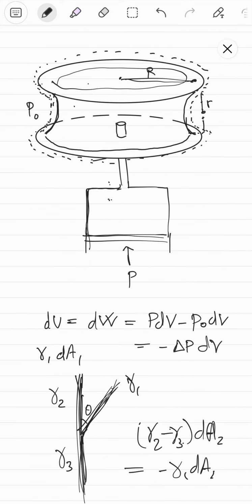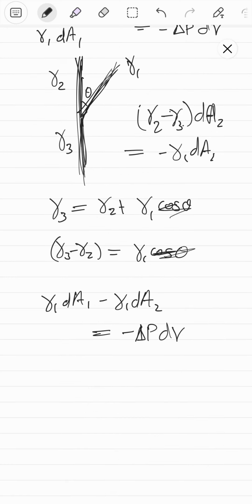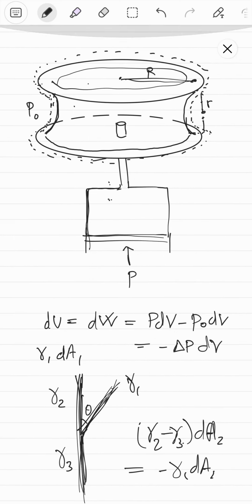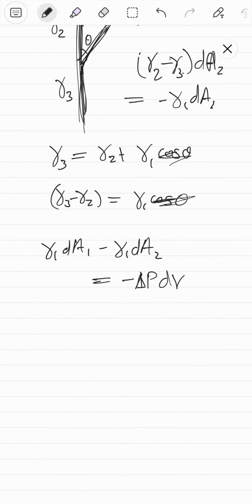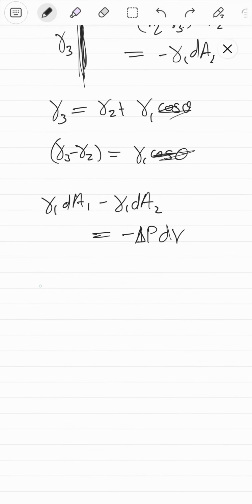Alright, and now let's just approximate some stuff. So what is dA2, right? You've got pi r squared as this area, right? It's just going to be basically 2 pi r dr, capital R, of course. So this thing is negative gamma 1 times 2 pi capital R dr.